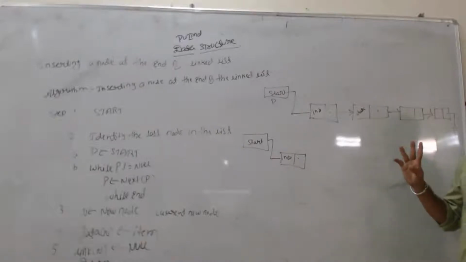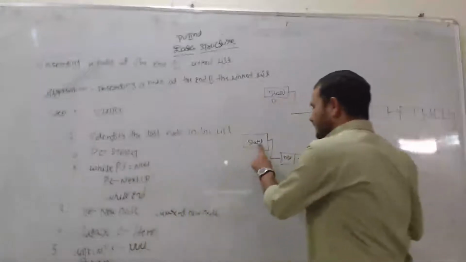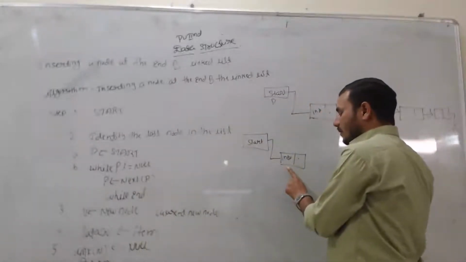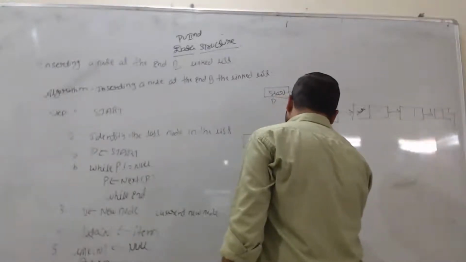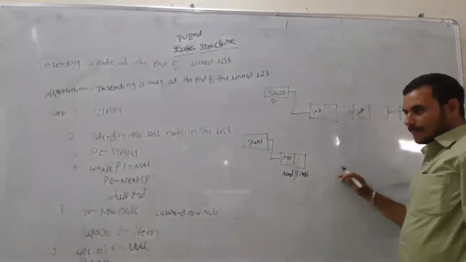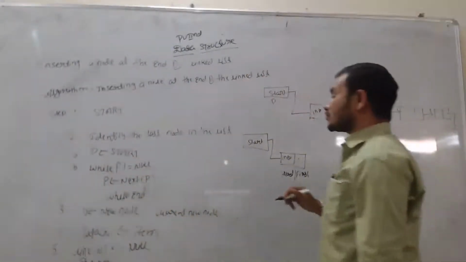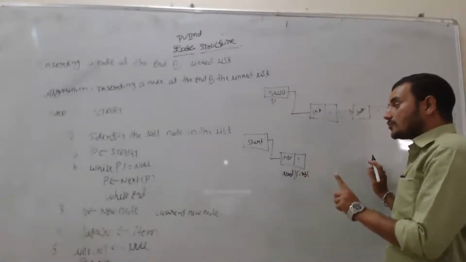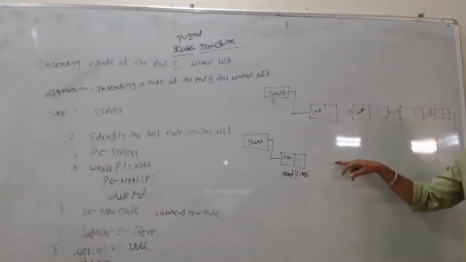Where is the last node? Then the p pointer will start here. This starting pointer will point to this head node, or first node. Why p is not equal to null? P is not equal to null means the link will be present in the list.